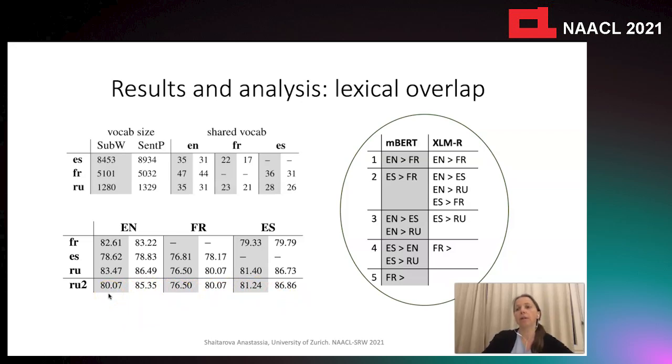We see that models fine-tuned on French performed the worst, just as we expected based on the lexical overlap. On the other hand, the transfer from English to French did not turn out to be as advantageous as the lexical data suggests. Based on the lexical overlap information, Russian should have benefited most from English, regardless of the model. However, the experiment results show that most benefit for Russian comes from Spanish, especially when using XLMR.